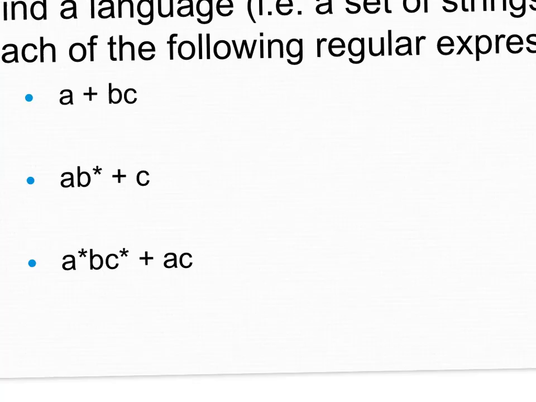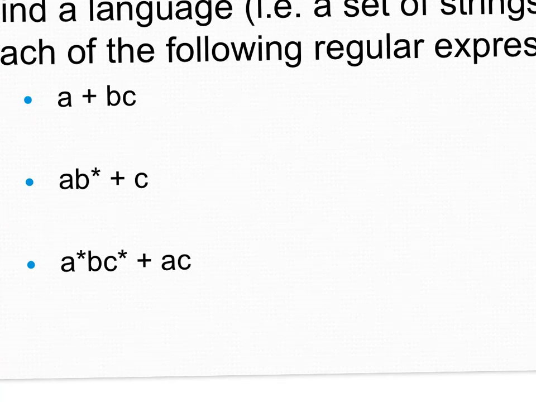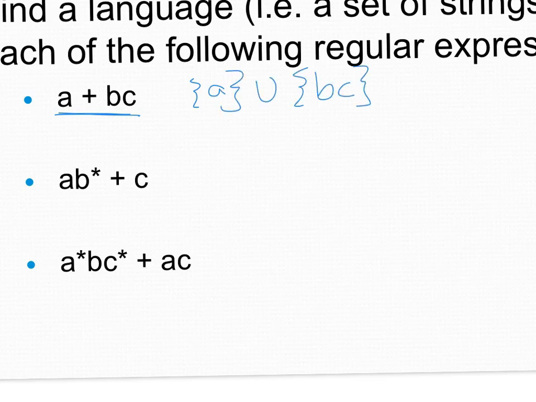So let's see. The first regular expression that we have is this A plus BC. Keeping in mind that plus is union, this corresponds to the set A unioned with the set containing a single string BC. Or another way to write this is just A comma BC.